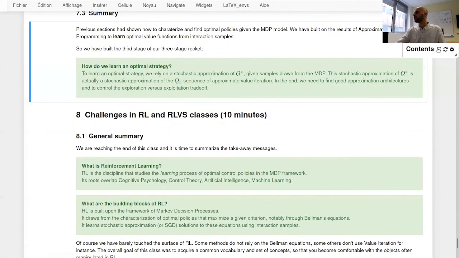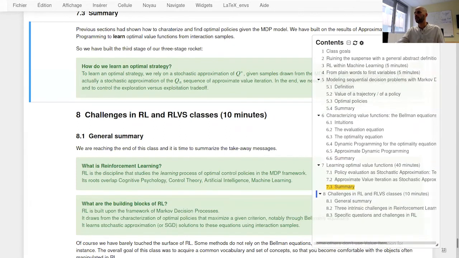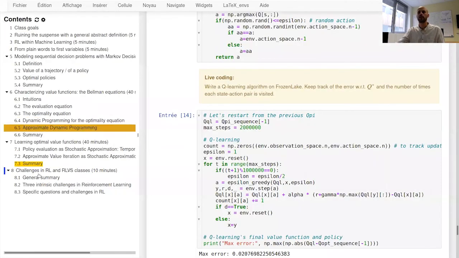Okay, we have reached almost the end of this class, and I will just recall the full contents of the class so that you actually see all the steps we have gone through. Let me put it back on the side.